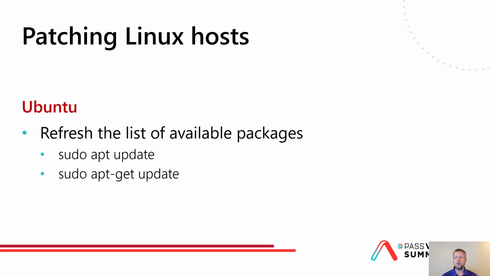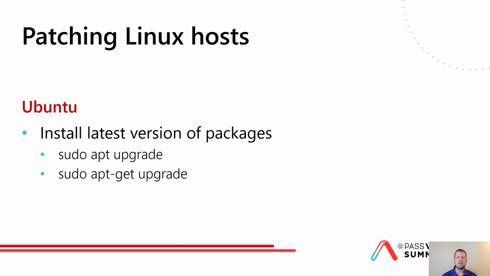You will always use the sudo command because you want to run this as an administrator in many cases in Linux. So it's either sudo apt update or sudo apt-get update, and that just goes down. It downloads the list of currently available packages from the repository. In order to actually implement the upgrade and get the latest version installed on your system, you say sudo apt upgrade.